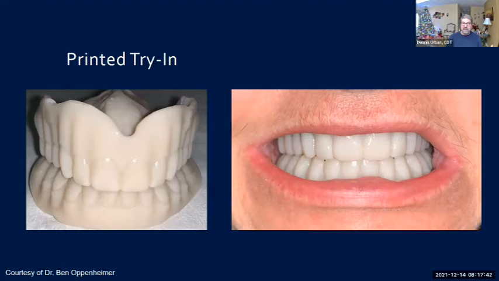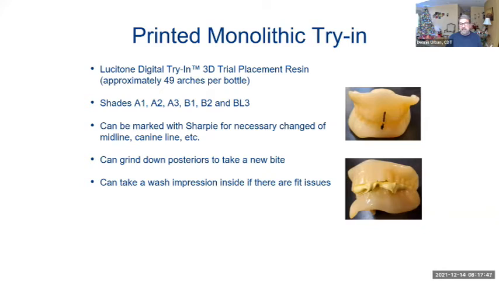Some adjustments might have to be made, and if those adjustments have to be made, what we can do, if the midline is off, for instance, on the right-hand side, you can see here the midline is a little off. It's canted a little bit. We just take a Sharpie and mark it. If the bite is off, you can take a new bite registration. And if it's loose in the try-in, you can actually take a wash impression. And all this gets rescanned back at the laboratory, and then that gets merged into the original case design. And we can either print a new try-in or we can go to a finish.